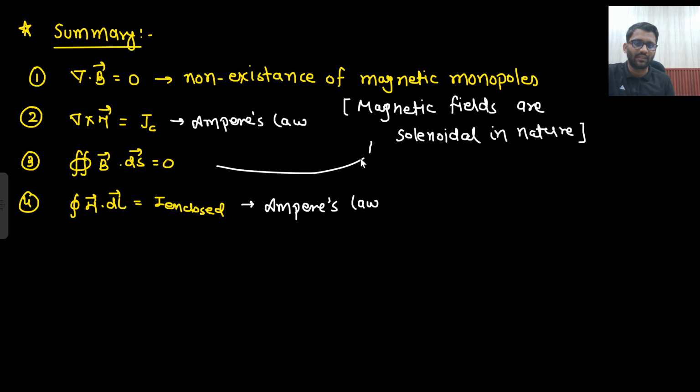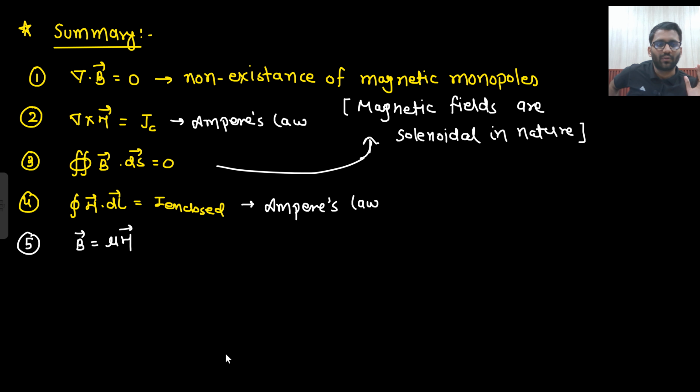Is that clear to you? This is the summary. It was very easy. Magnetic field was very easy. So these are the only things that you need to remember. Nothing else. You can forget everything. The rest you can remember is that B is equal to mu H. Okay. This also you should keep in mind. That would be it for you.